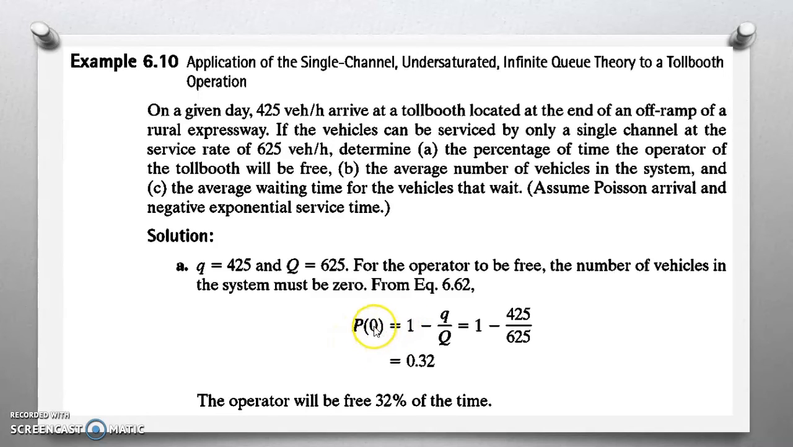So the probability of n units in the system is equal to 1 minus the arrival rate over the service rate, which is equal to 1 minus 425 over 625, which is 0.32. The operator will be free 30% of the time.